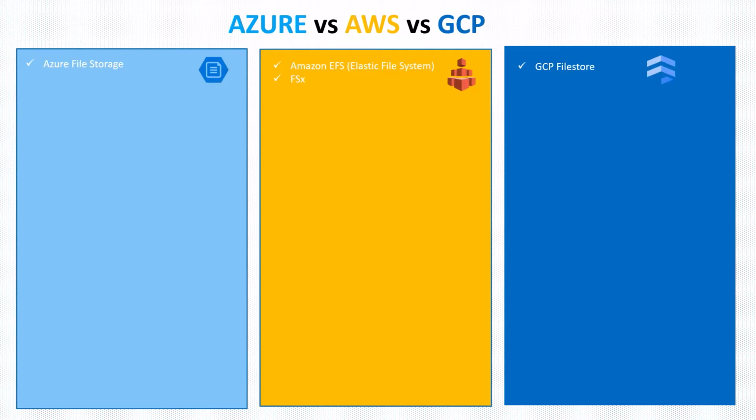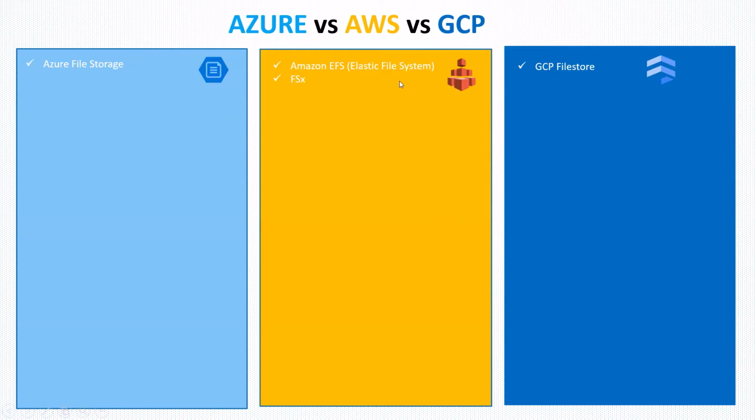Then this service supports Linux OS, Windows OS, and Mac OS as well. This service supports the SMB protocol as well as the NFS protocol. And going one step ahead, this service can be used as a persistent storage for Azure Container Service as well.